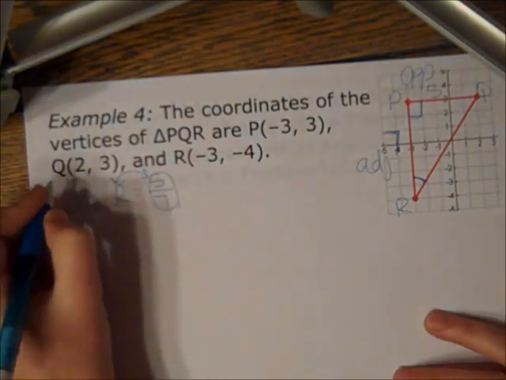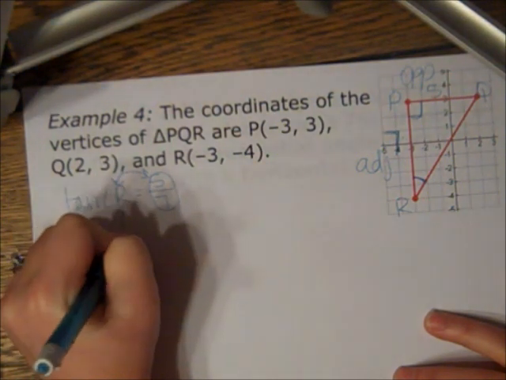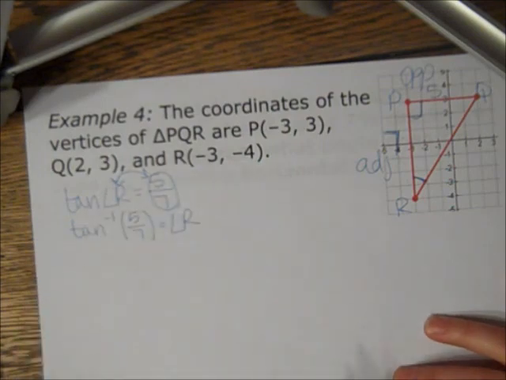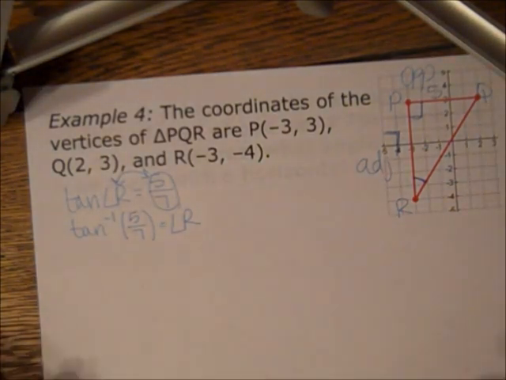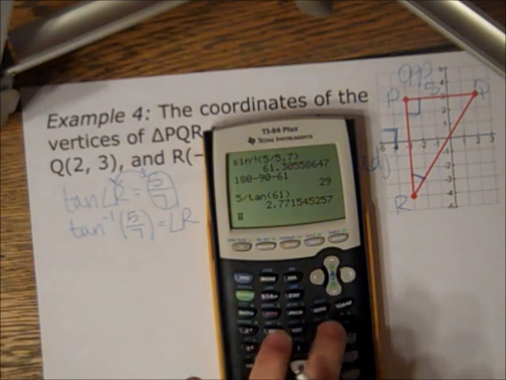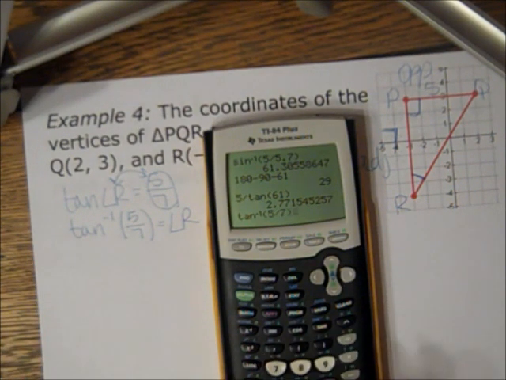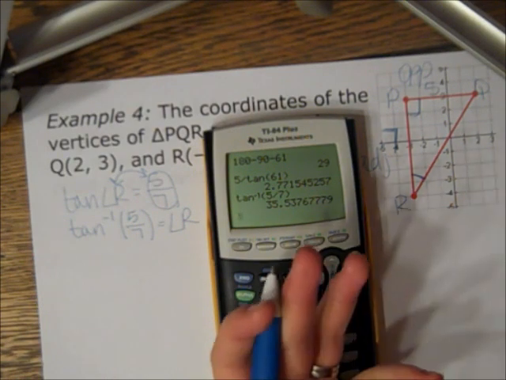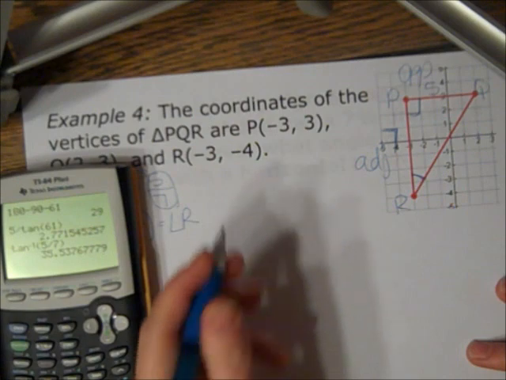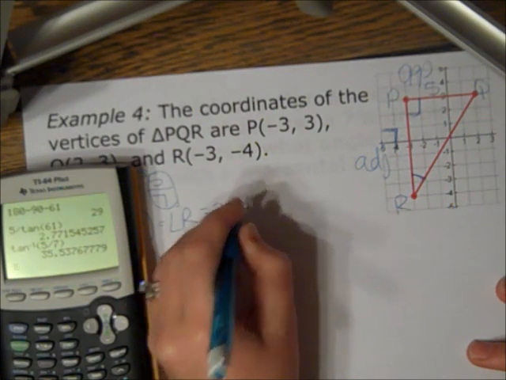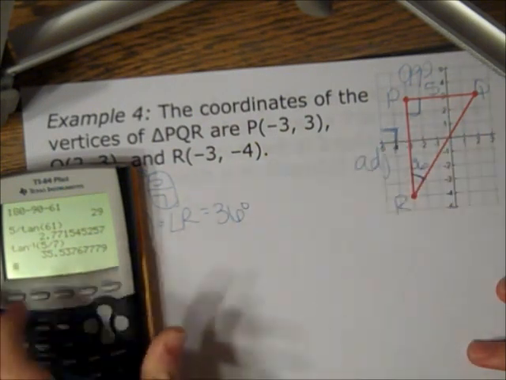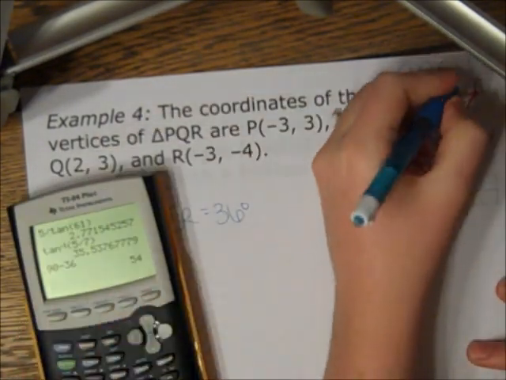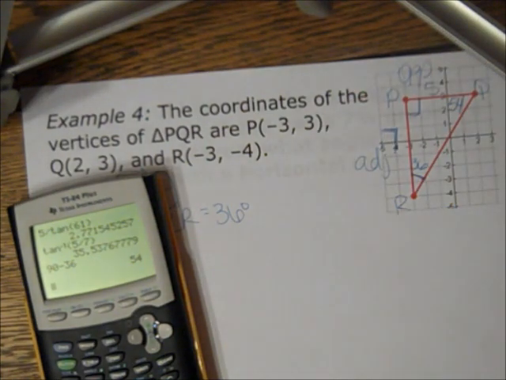When I switch, I'm going to do inverse. So the tan inverse of 5/7 is equal to angle R. If my answer is an angle measure, I have to do inverse. So then I just type inverse tangent of 5 divided by 7 is 35.5. We're rounding to the nearest degree, so I would just call that 36. You can do triangle sum. If I've already used 90 and 36, then I have 54 left.